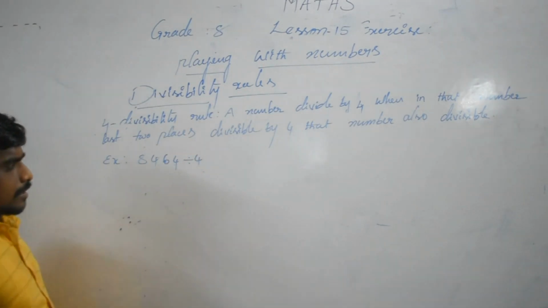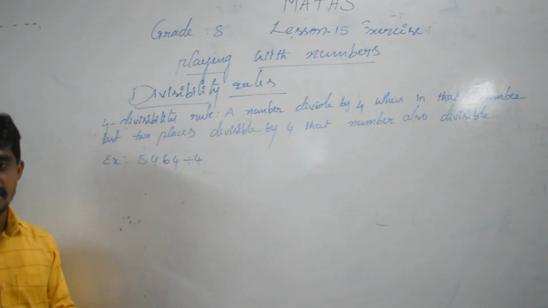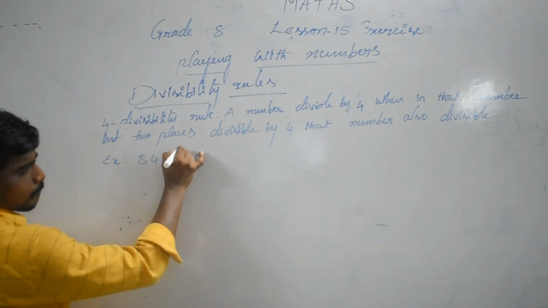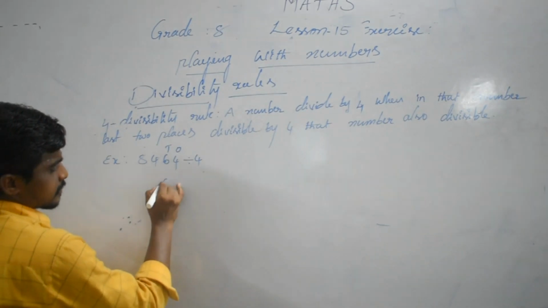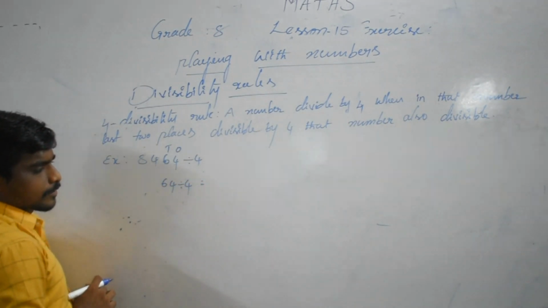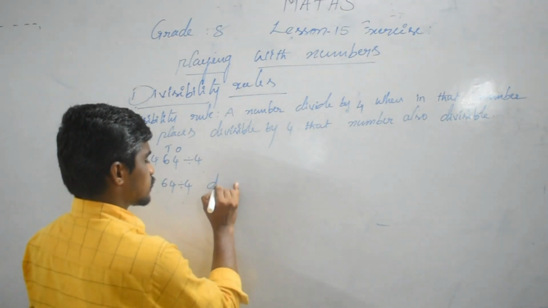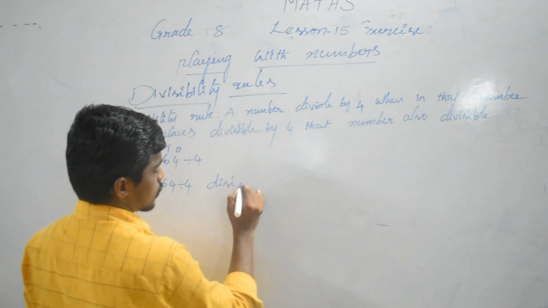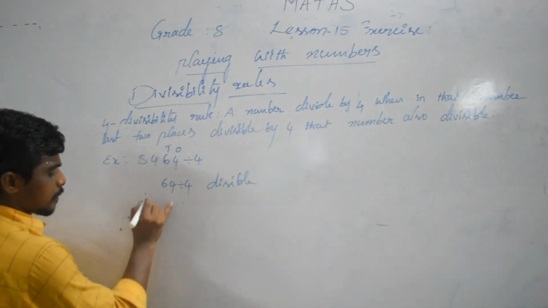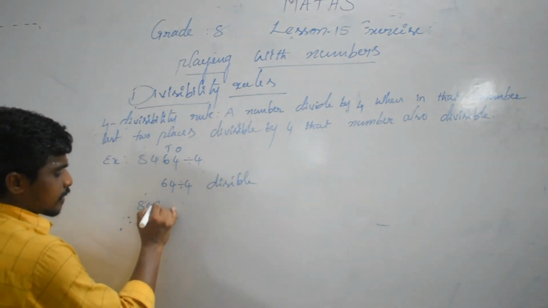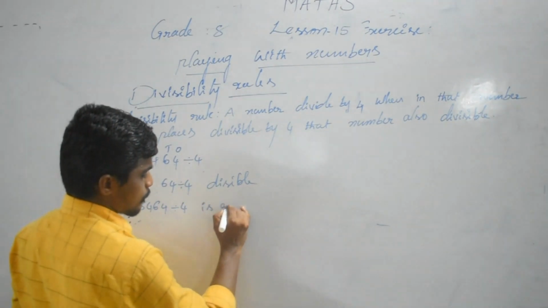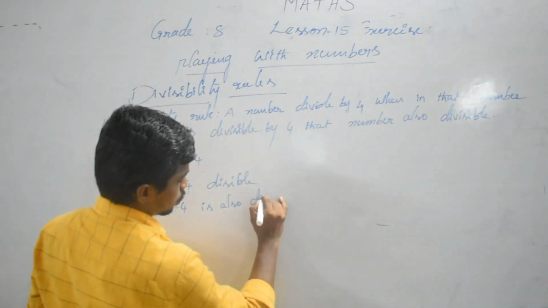Here, 8,464 divided by 4. What are the last two places? Ones and tens: 64 divided by 4. Divisible or not? Divisible. So 8,464 divided by 4 is also divisible.